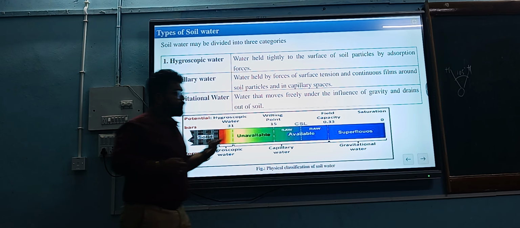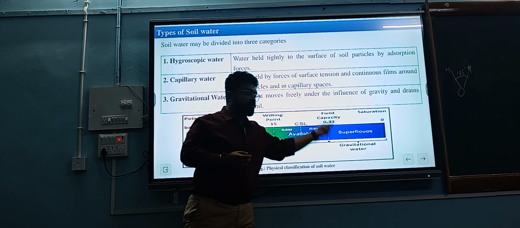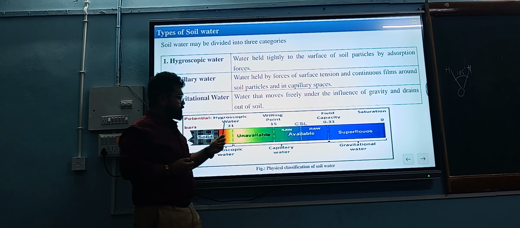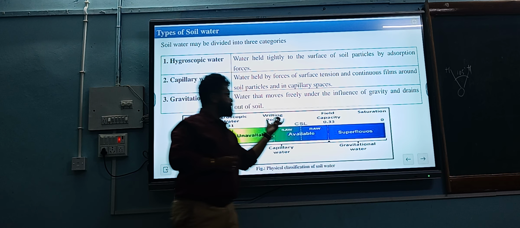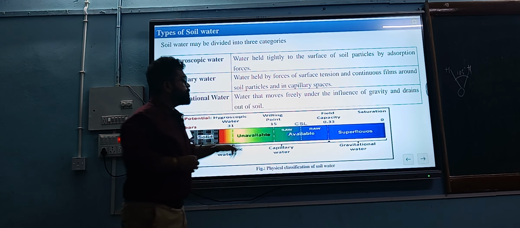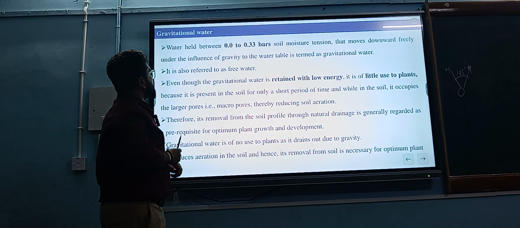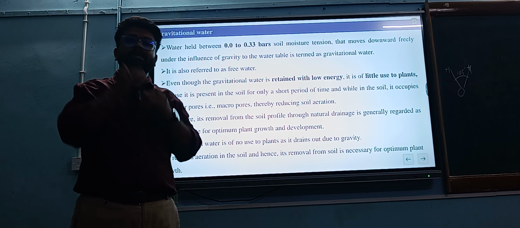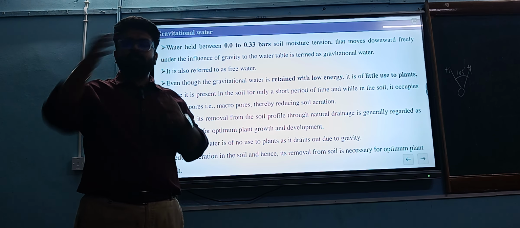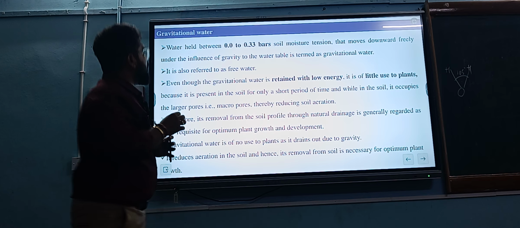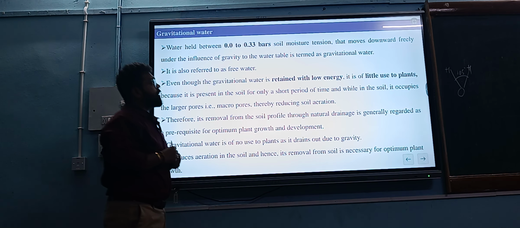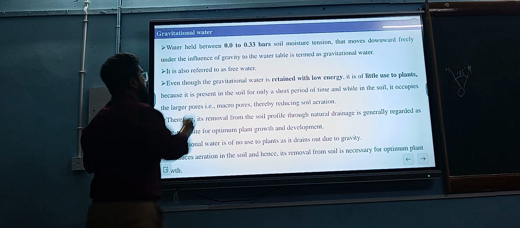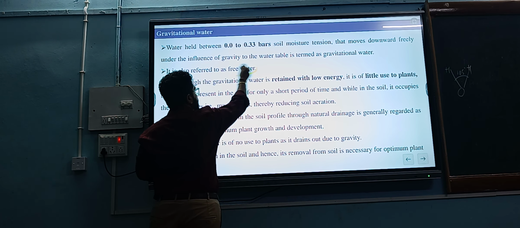So this chart is very important. The bar pressure at field capacity is 0.33 bar. The wilting point is 15 bar. At the hygroscopic coefficient, it is 31 bar. The water between field capacity and the permanent wilting point, we call available water. Yes, we'll study each individually. Gravitational water, as the name indicates, is under the influence of gravity. It flows superfluously. It is held at a pressure of 0 to 0.33 bar, and it moves downward freely under the influence of gravity. As it moves freely, we also call it free water.